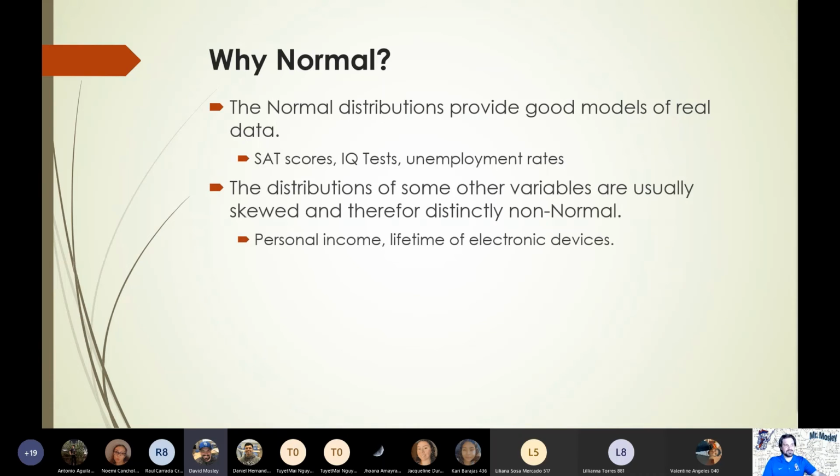The distributions of some other variables are usually skewed and therefore distinctly non-normal. Examples of this would be personal income or lifetime of electronic devices, where those results are typically going to be skewed, which automatically means they're not normal. And we have to use other techniques in analyzing them.